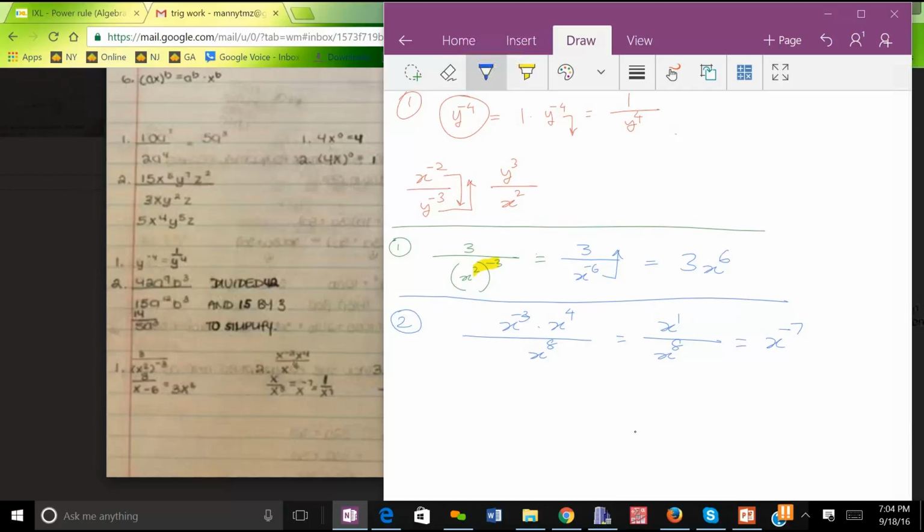Right, which is 1 over x to the 7, right? Yeah. Any confusion? No. There you go. Okay. Okay, how about number 3? Number 3, I don't really understand it. Okay.